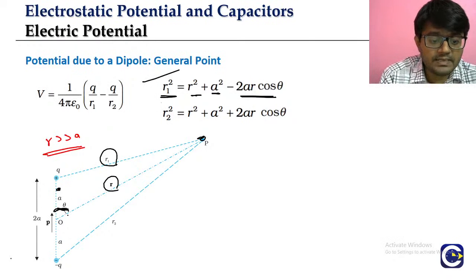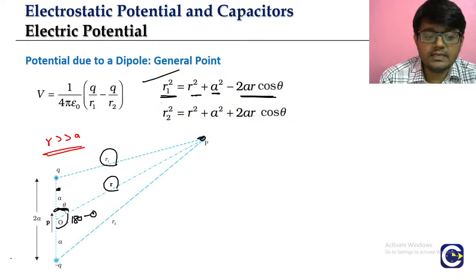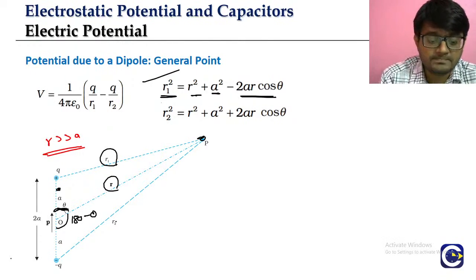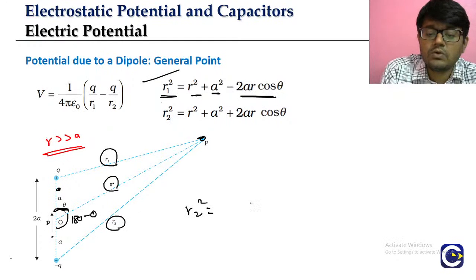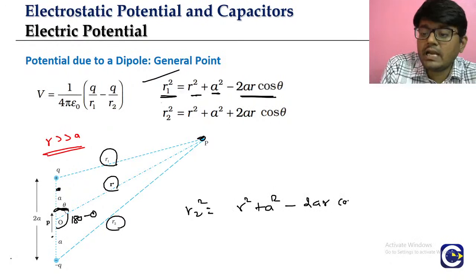Here this is theta, so this will be what? It is 180 minus theta. That side theta means the angle on a line is what? 180. So in the other triangle, the angle will be 180 minus theta. Here look, r and a. The third side is what? r2. So r2 square will be equal to what? r square plus a square minus 2ar cos of 180 minus theta.